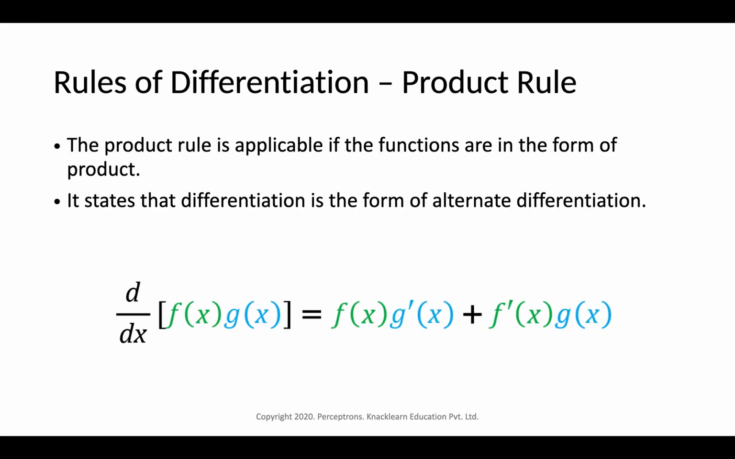Now the next rule is called the product rule. The product rule is applicable if the functions are in the form of a product. It states that the differentiation is in the form of alternate differentiation. Suppose we have two functions, f of x and g of x, and we have to find the differentiation. We can find the differentiation of g of x and multiply it with f of x, plus find the differentiation of f of x and multiply it with g of x. So this is like finding the alternate differentiation.